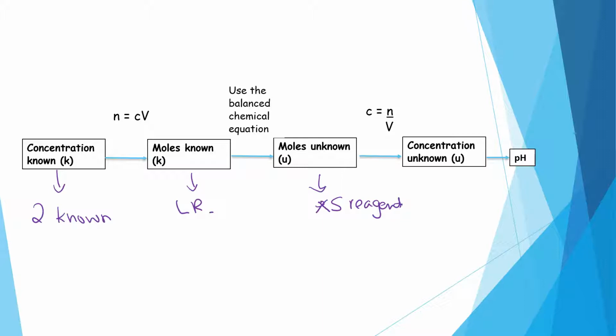Then we'll find the concentration of the excess reagent. And finally, we'll find the pH. Now, this will vary depending if we've got excess hydroxide ions or excess hydrogen ions.